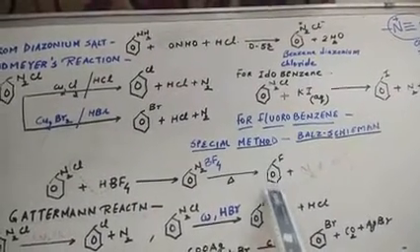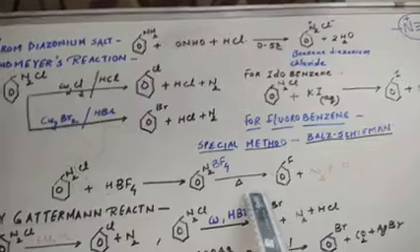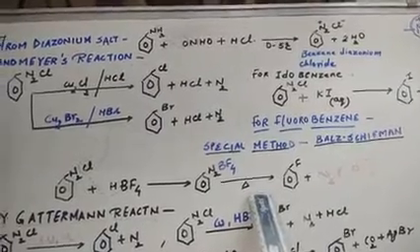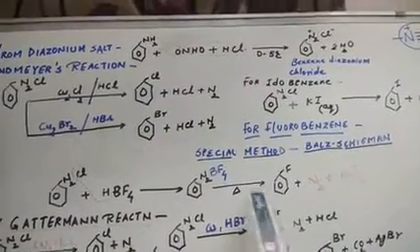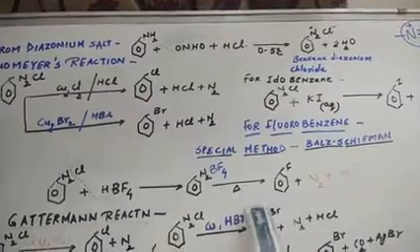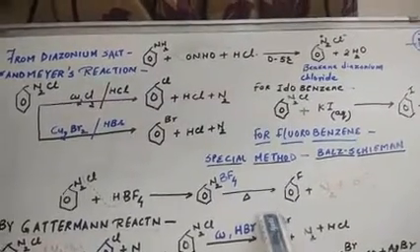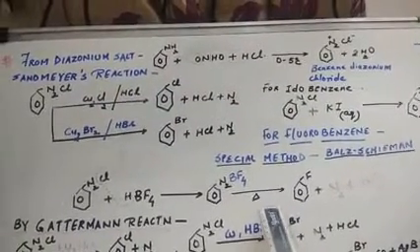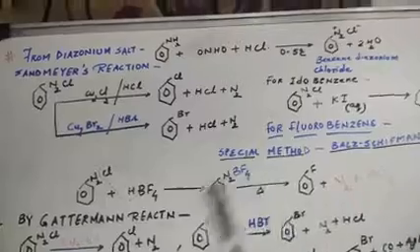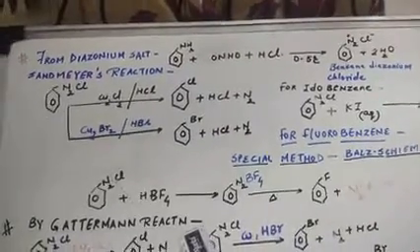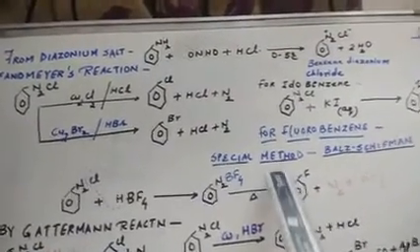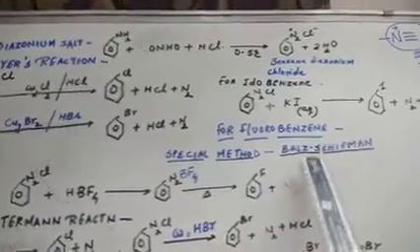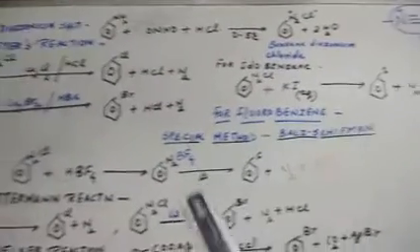Okay, students. Otherwise, direct fluorination is highly vigorous and becomes out of control. That's why for the preparation of alkyl fluoride or aryl fluoride, some special methods are used. In the case of alkyl fluoride, students, we used the Swarts reaction, if you remember. And for fluoroarene, we have used the Balz-Schiemann reaction.